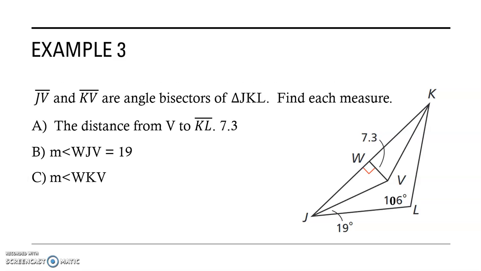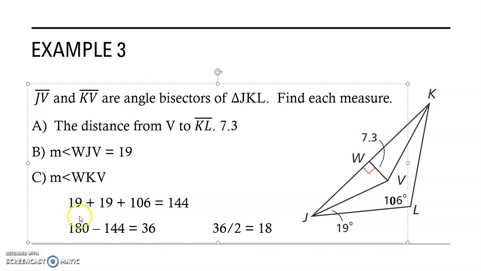Now, the last one's the hard one. They wanted angle WKV. WKV is this angle right here, so we have a little work to do for this. What we're going to do is remember that all of the angles of a triangle add to 180. So notice, if this is 19 and this is 19, I would get 38 for that angle. I have 106 right here, and I can subtract to get the whole angle up here, but I only want half of that. So let me show you my work.